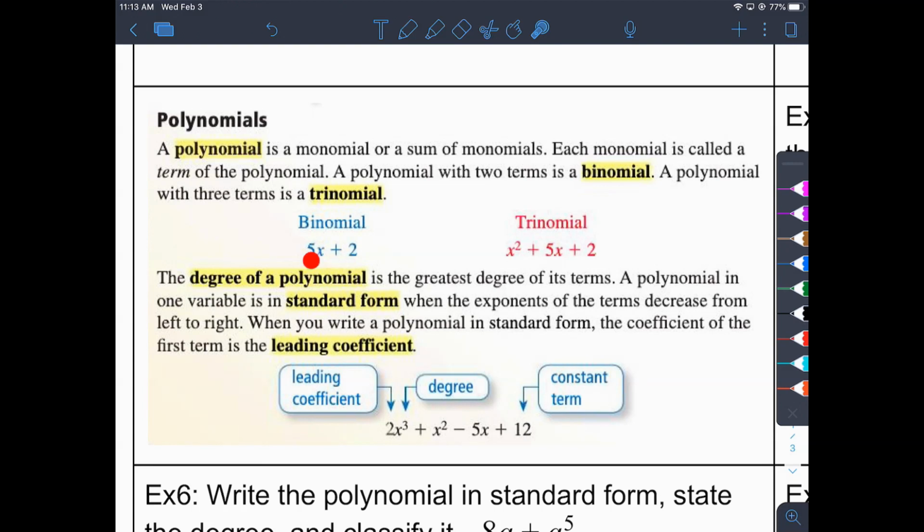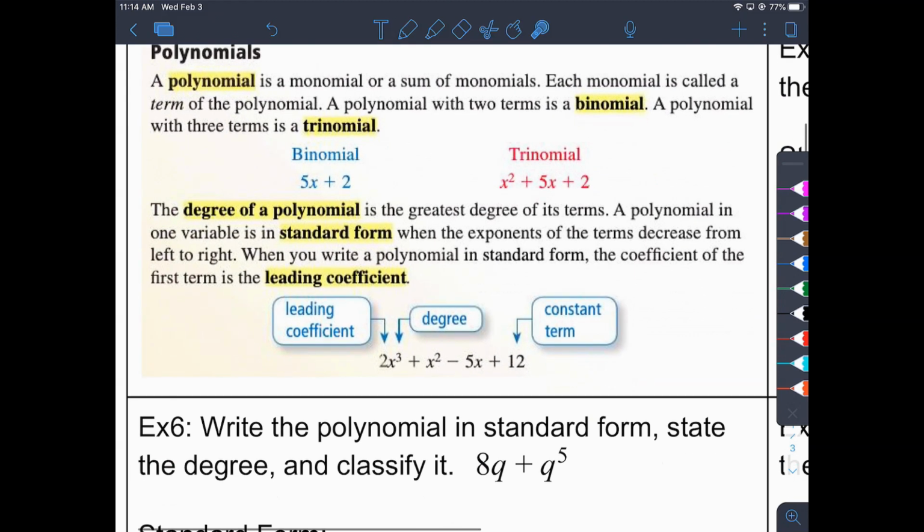If I have two terms, two separate monomials added together, then because it has two terms, it would be a binomial, bi meaning two. Now, if it had three terms, such as the one here in red, well, because it has three terms, three individual monomials added together, and of course there could be minus signs on these, but because they are combined together, this polynomial is a trinomial, because tri means three, and you have three terms.